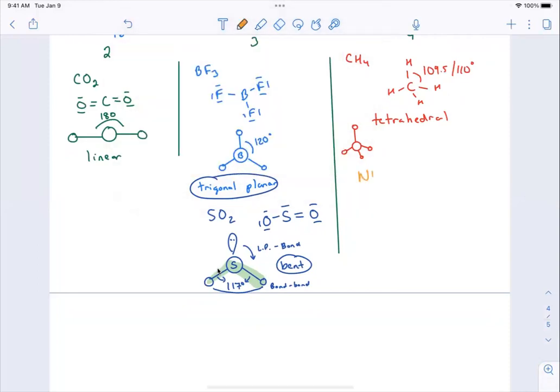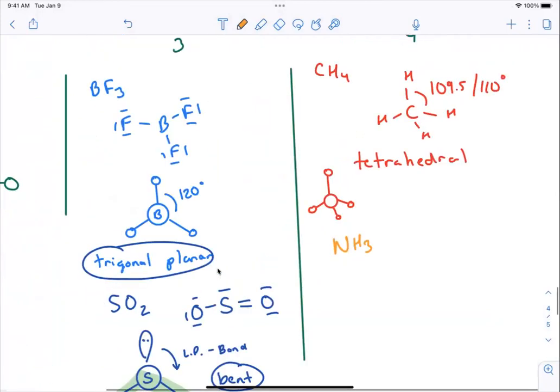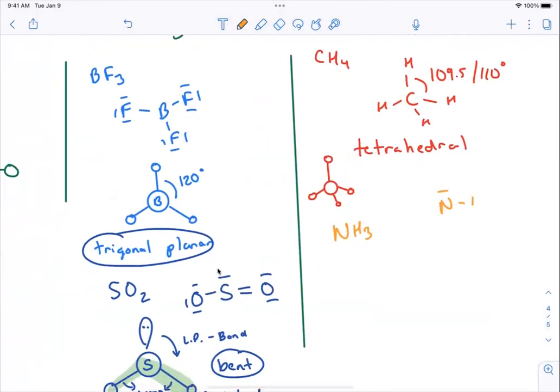Now, going further, we have something like NH3, which looks like this. Okay. So now you have the same idea, but now you have a lone pair on top pushing everything down. What do you think the angle is here then? A little smaller, specifically 107. Just subtract 3 degrees every time. That's a safe bet.